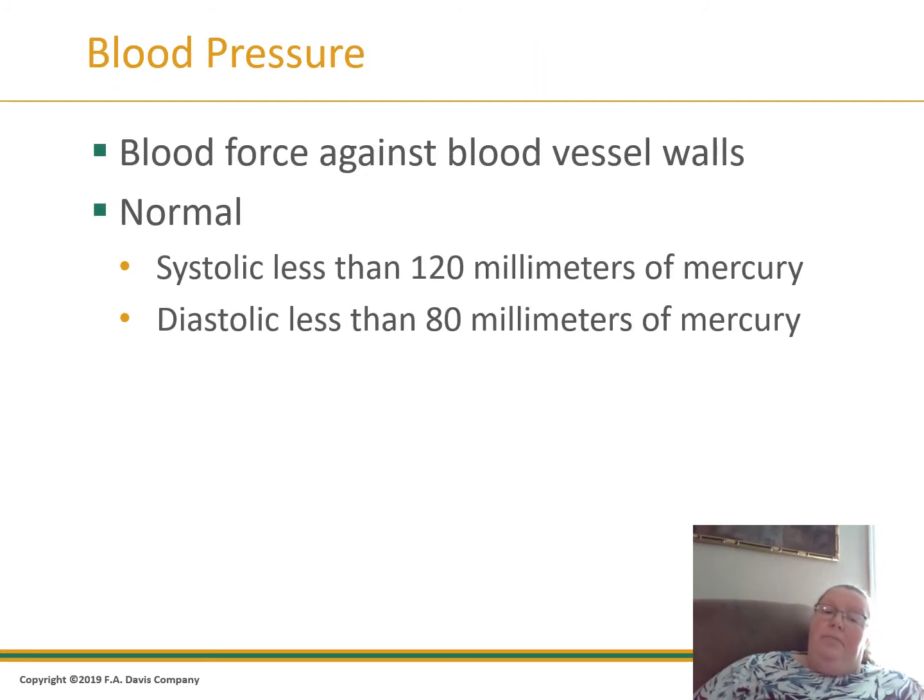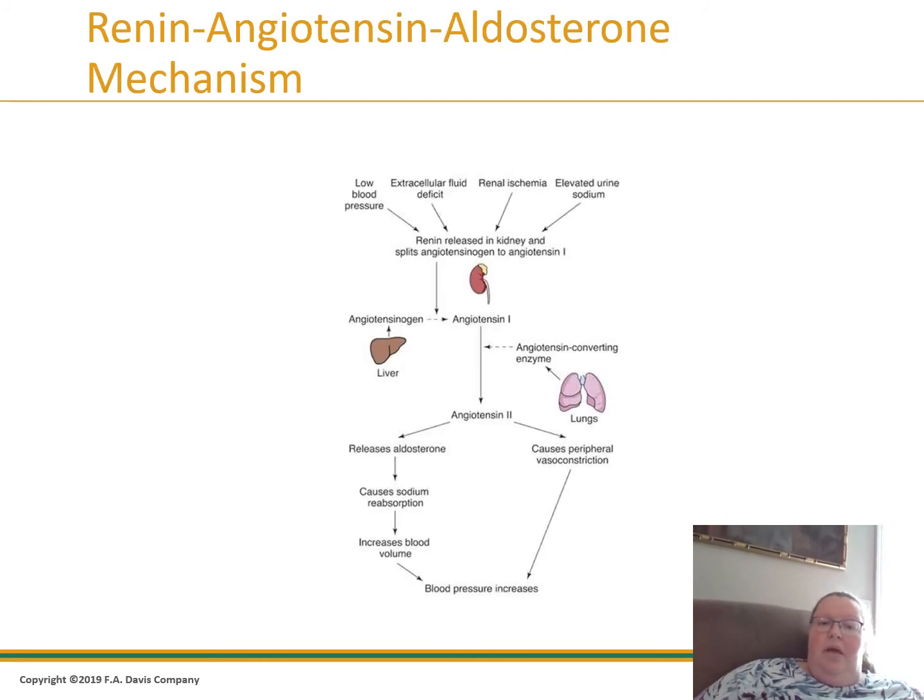All right, so our blood pressure is blood force against the blood vessel walls. Normal systolic is less than 120 and diastolic is less than 80. Renin, angiotensin, aldosterone mechanism. Okay, so the kidneys, listen to this.